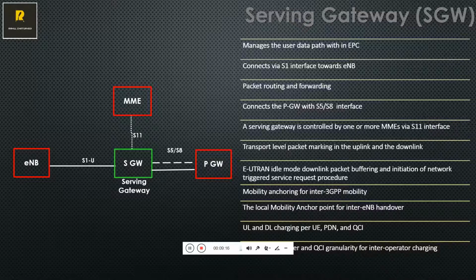Mobility anchoring for inter 3GPP mobility. The local mobility anchor point for inter eNode B handover. UL and DL charging per UE, PDN and QCI. Bearer and QCI granularity for inter-operator charging.